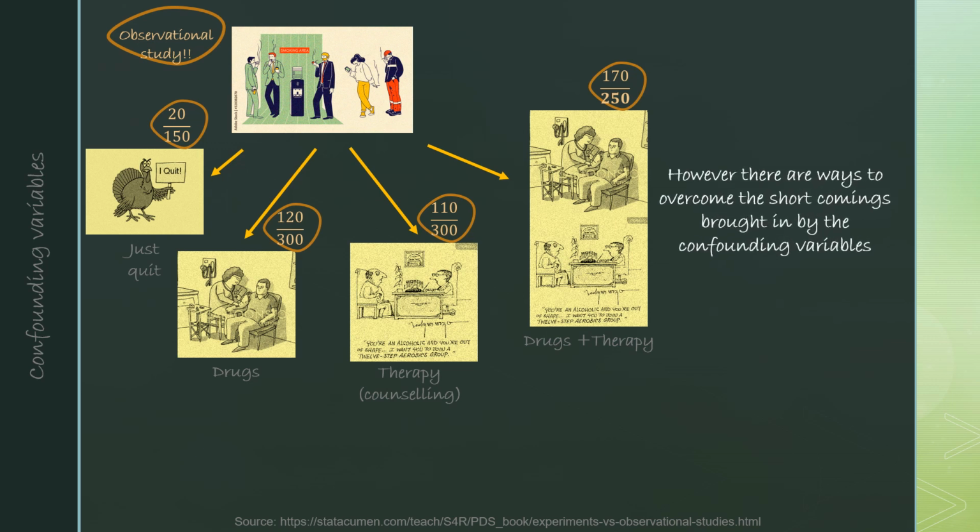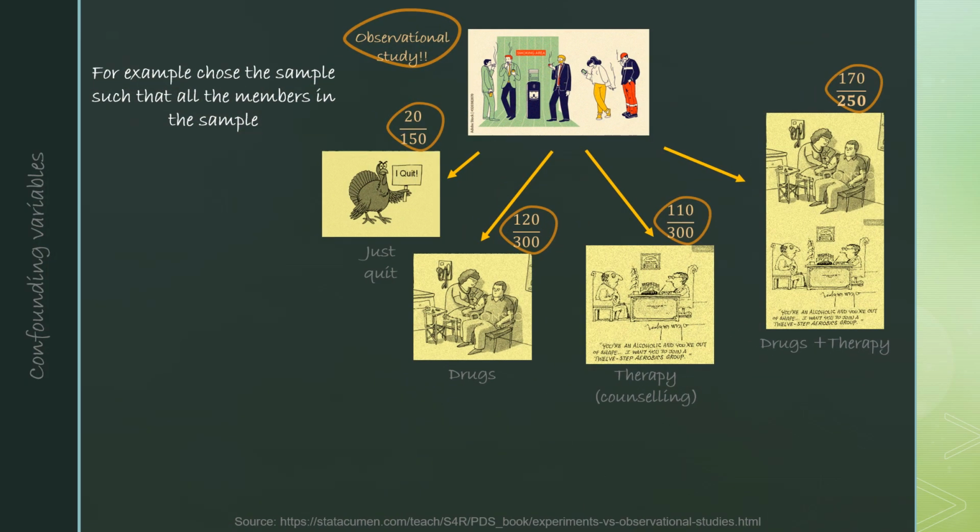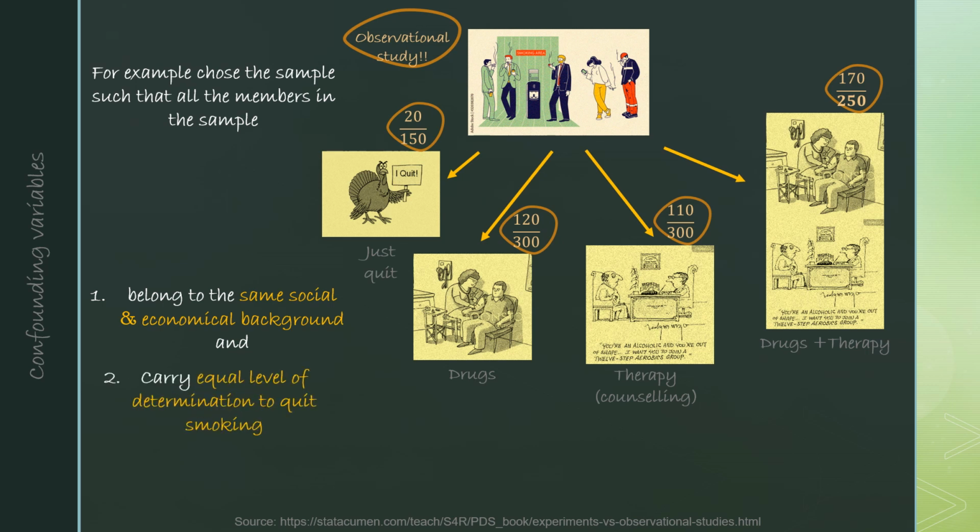However, there are ways to overcome the shortcomings brought in by the confounding variables. It is to identify the confounding variables and choose the sample from a population such that it mitigates the influences of the confounding variables. For example, choose the sample such that all the members in the sample belong to the same social and economic background and carry an equal level of determination to quit smoking. That way, the confounding factors cannot influence any one or more methods selectively.